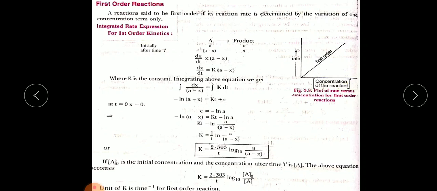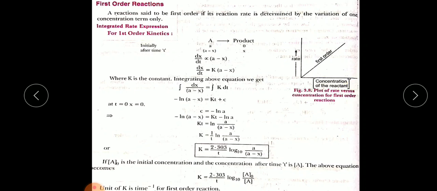Now when you keep only k into t over here, this ln will go to the other side and it will become plus. So it will be ln a minus ln(a minus x). Now here we are using one formula, that is log a minus log b equals log a by b. So simply like that, ln of a over (a minus x). Now we keep only k over here, so t will go down, so it will become 1 by t ln a divided by (a minus x).